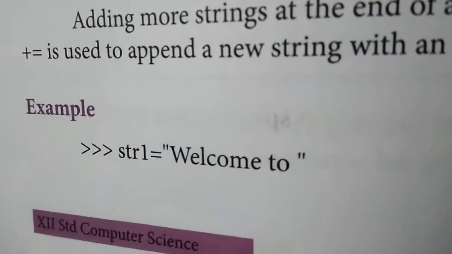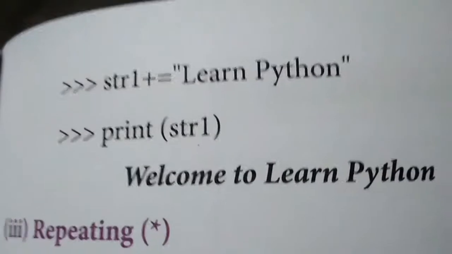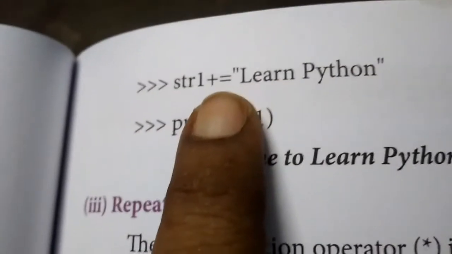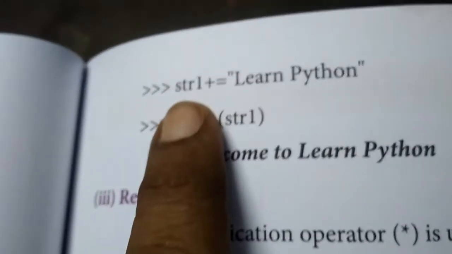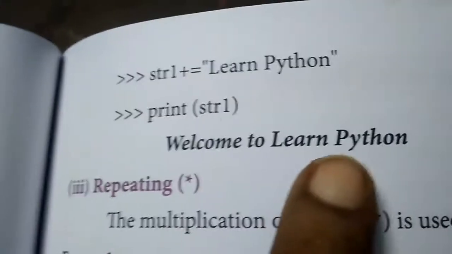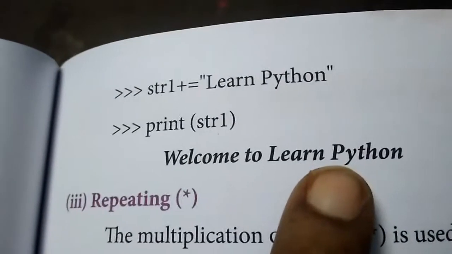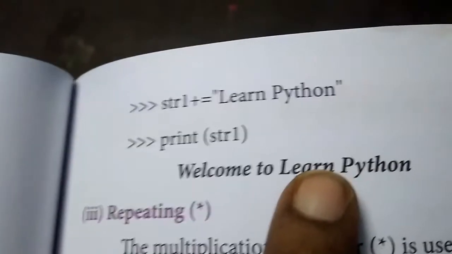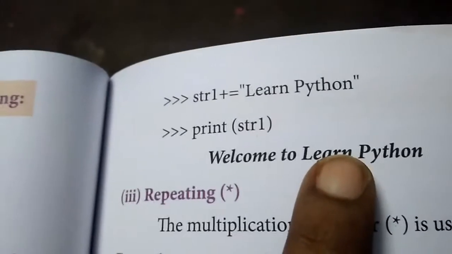I am having a string value, welcome to, as the first value. I am using the append operator plus equal to and adding a new string value, learn Python, and after that I am printing it. What is my output? The string1 value, welcome to learn Python. That means the string value is added at the end of the string. So this is the append plus equal to string operator.